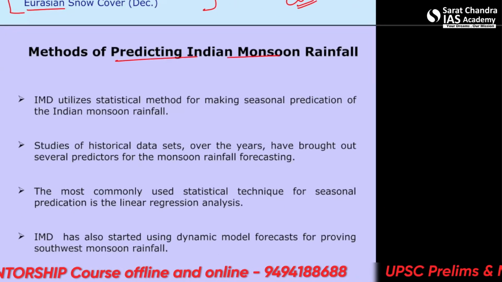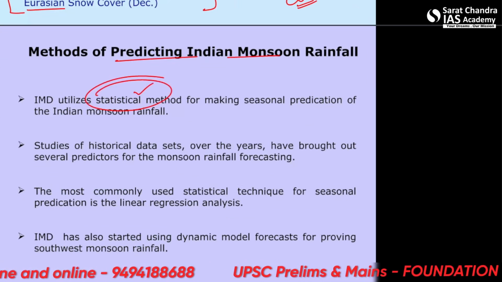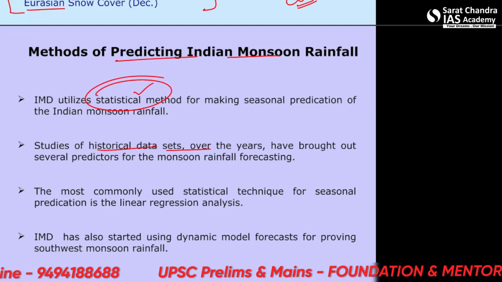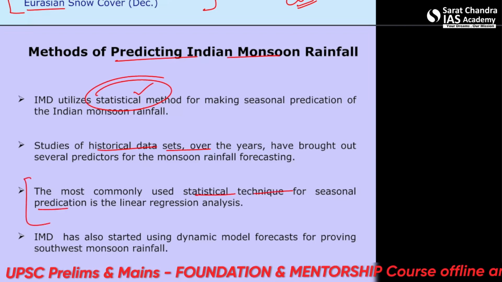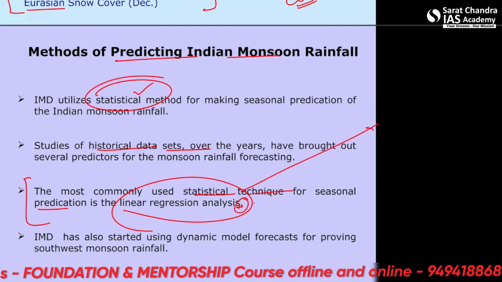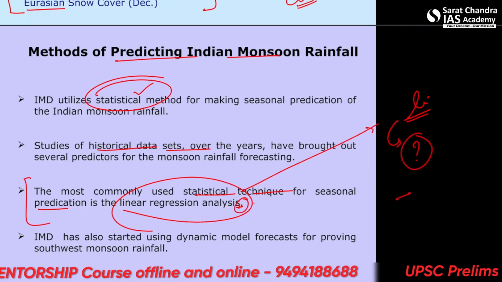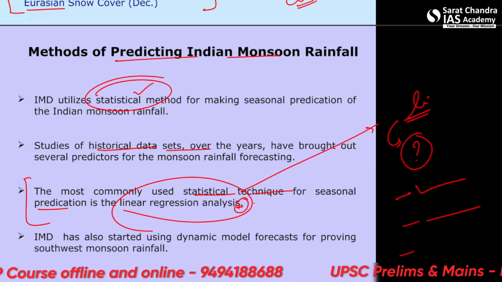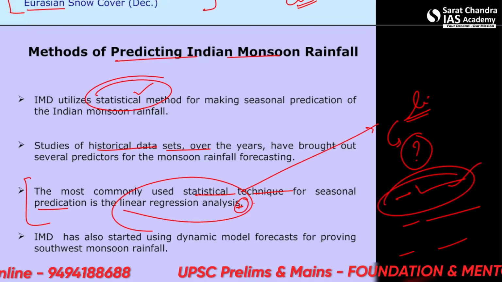Methods of predicting Indian monsoon rainfall: IMD uses the statistical model for making seasonal predictions, studies of historic data sets, and the most commonly used statistics technique for seasonal prediction is the linear regression analysis. So this can be a question in the prelims, that linear regression analysis is used in the study of what? Indian monsoon, or let's say climate change or snow cover on Himalayas or something else. So Indian monsoon will be the answer here.